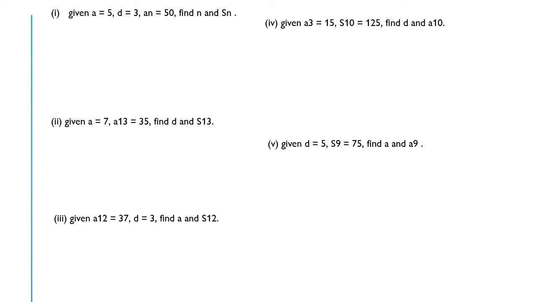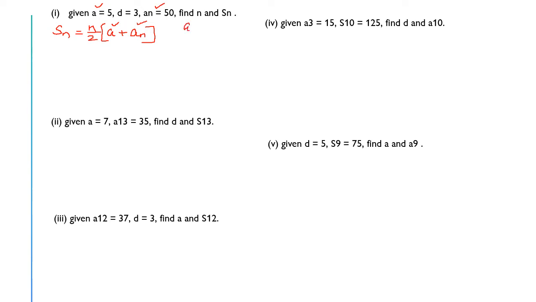See the first question. Given a equal to 5, d equal to 3, an equal to 50, find n and Sn. These are all your textbook questions, I'll just go fast. So you have to find Sn, children. The first term is given, the last term is also given. But for the formula Sn is equal to n by 2 into a plus an, first term plus last term, we need n. But here we don't know n. All other terms we know. We know a, we know an, but we don't know n. Isn't it? So how are we going to find this? Given an equal to 50, from this we are going to find it.